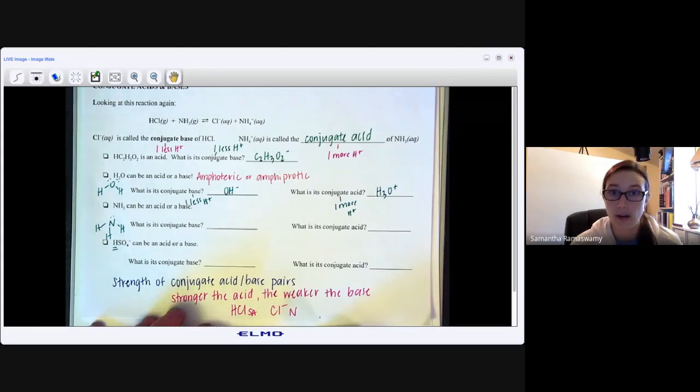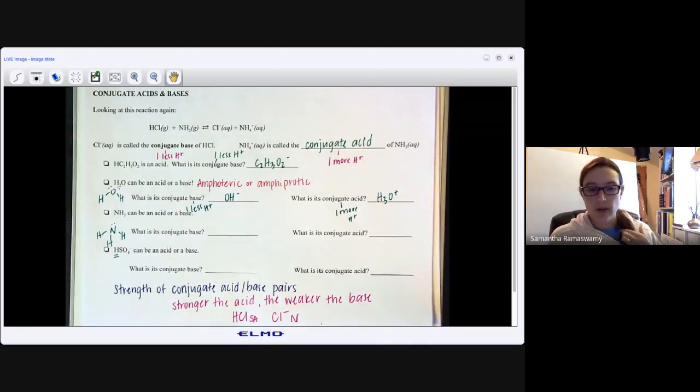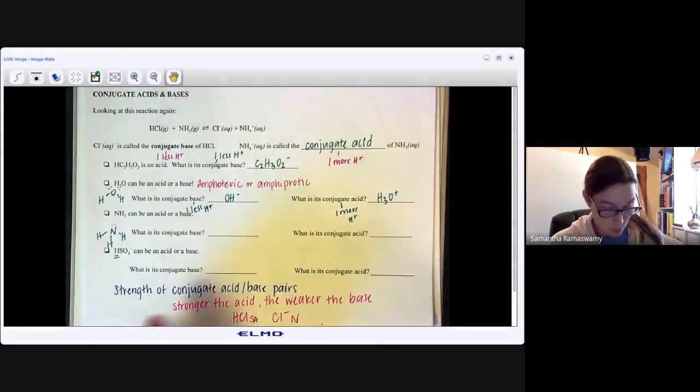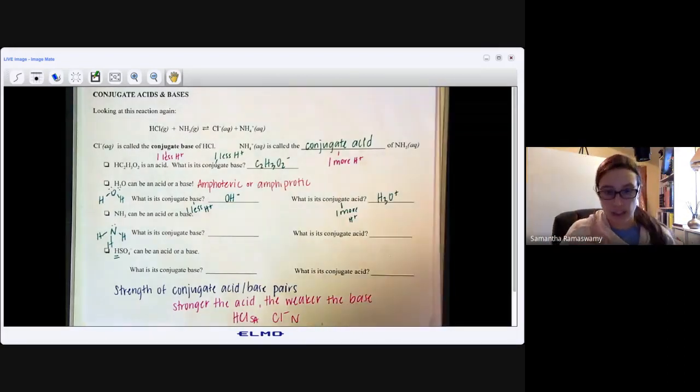But you can compare the strengths of conjugate acid-base pairs, even if they're all weak. We'll talk about how to look at strengths of weak acids and weak bases later. But just remember that the stronger the acid, the weaker the base. Or you could go the other way: the weaker the acid, the stronger the base. So they're inversely related. As one goes up, the other goes down in terms of strength.